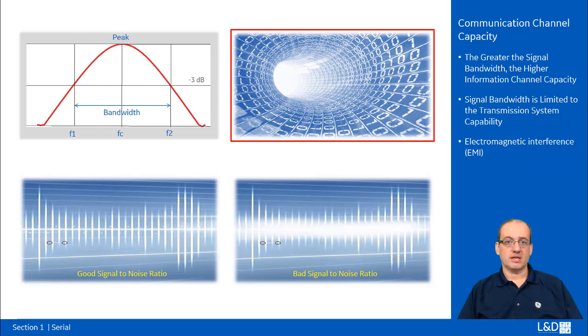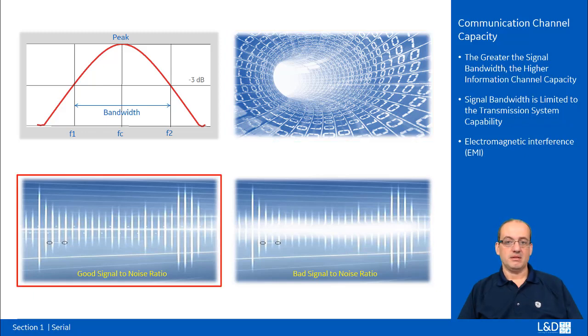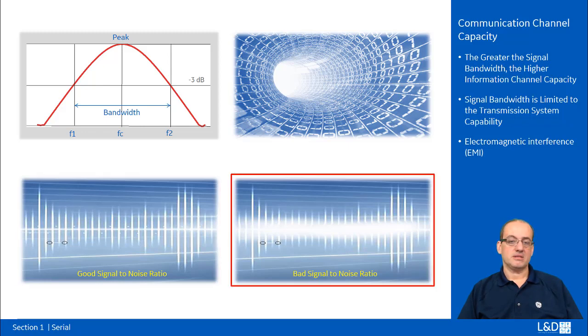And next we look at the physical link, or the channel that's used for communication. Once we're looking at a signal, we can tell the difference between a good signal to noise ratio versus a bad signal to noise ratio.